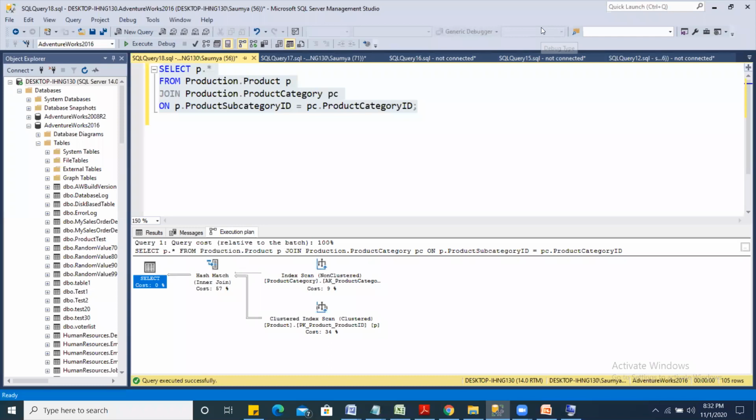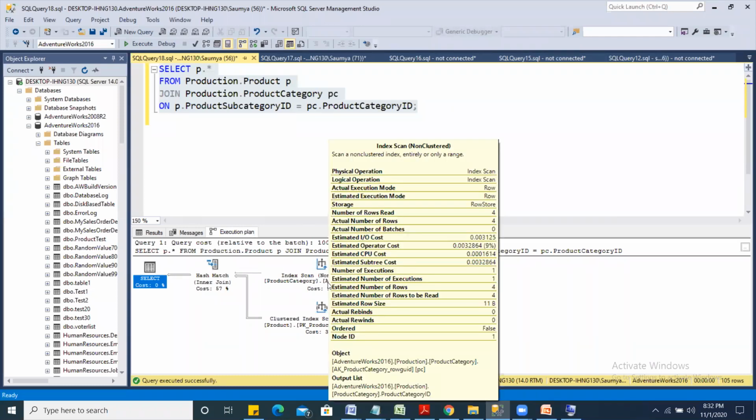If you come here, the major cost that we consider while we are calculating the cost of a plan or a query is your estimated subtree cost. You have here, in the first section, if you see in the mid, you will see estimated subtree cost. You have estimated CPU cost, right? You have estimated IO cost, you have estimated operator cost, you have estimated subtree cost, right?